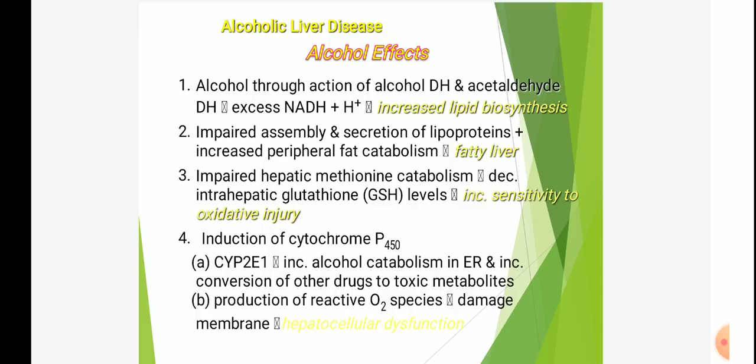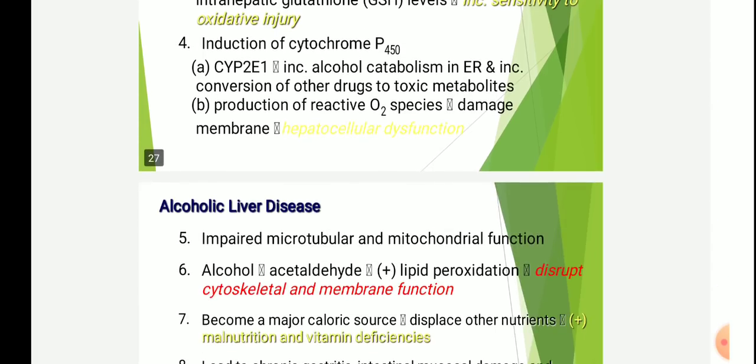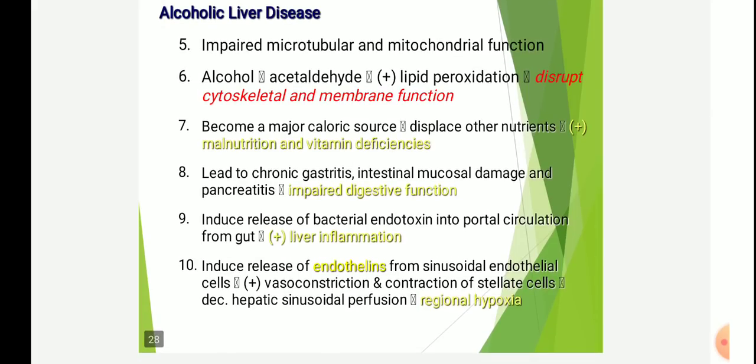So alcoholic effects: increased lipid biosynthesis. There could be impaired assembly and secretion of lipoproteins leading to fatty liver, impaired hepatic methionine catabolism causing oxidative injury, induction of cytochrome P450. So all these steps are important here in alcoholic liver disease. So there could be impaired microtubular and mitochondrial function.